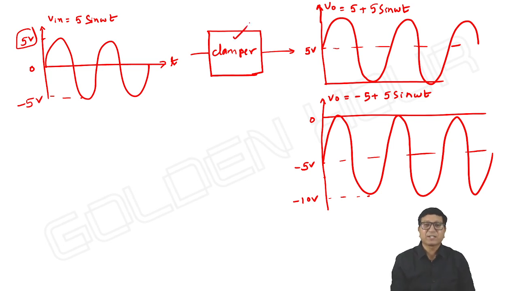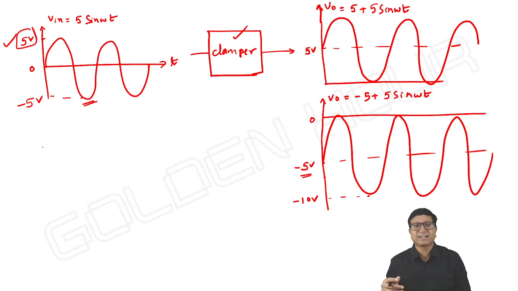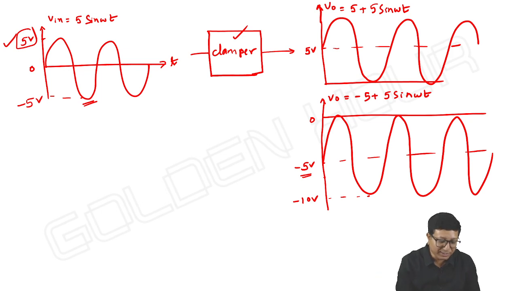Means the clamper circuit is adding a positive DC whose value is equal to the positive peak of the input signal. This is one possible output. And the clamper circuit may add a negative DC to the given input, which is equal to the negative peak of the input signal, without altering the shape of the input. Also, the added DC need not be exactly equal to plus 5 or minus 5. There are other possible outputs like this.